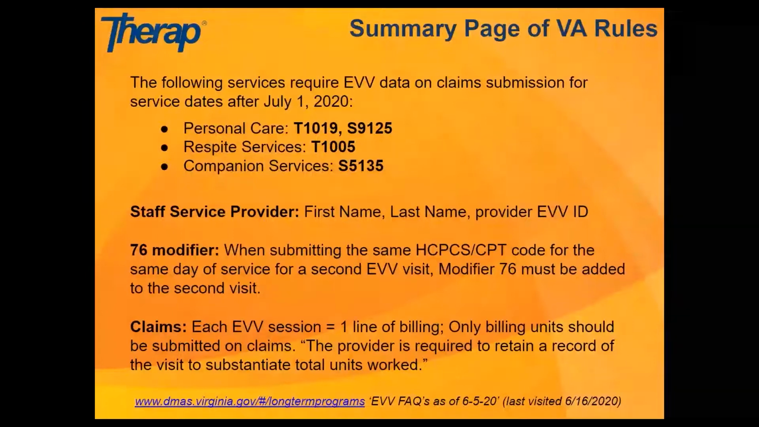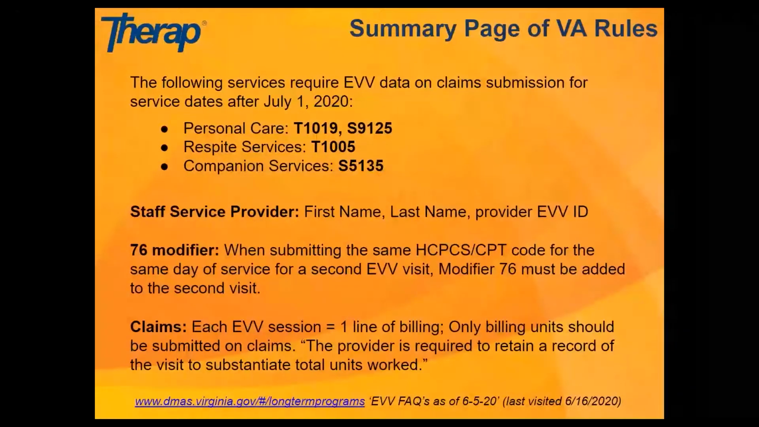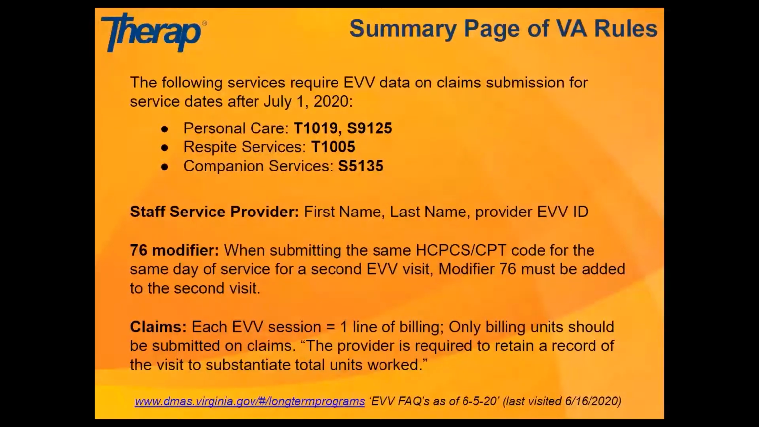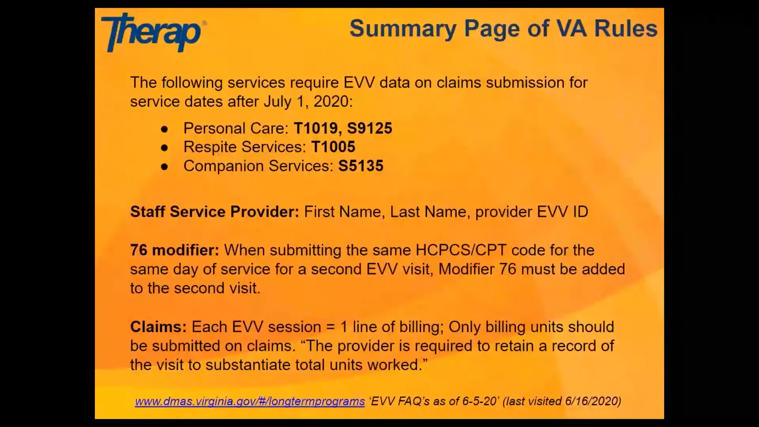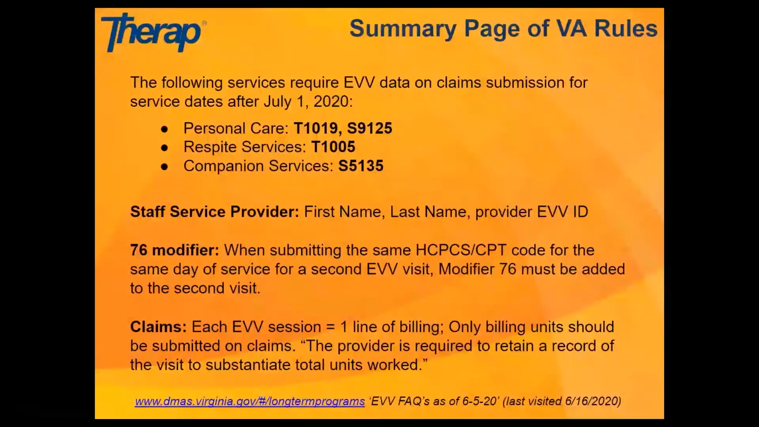Also, each EVV session is equal to one line of billing. So your morning session is one line and your afternoon is a second line. When claims are adjudicating in Virginia Medicaid, they treat each line as its own individual claim, which is why in our system, everything is a single service line. Because then when that remittance comes back and that 835 gets remitted, that payment information is issued by service line. It's not issued for the entire claim because they treat each service line as a claim.